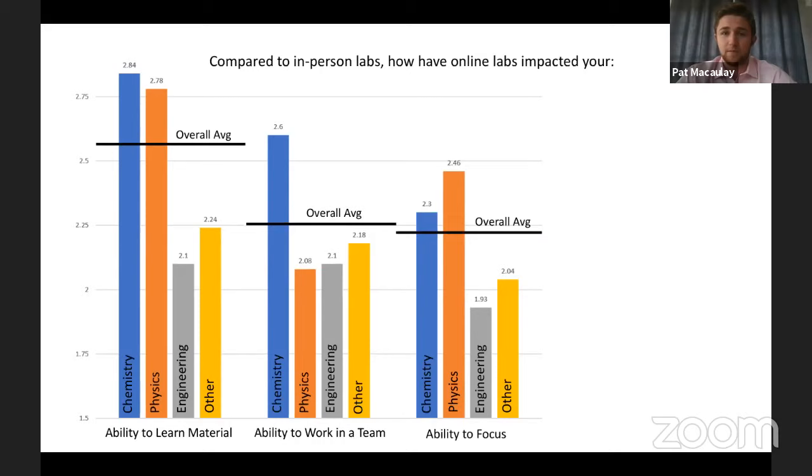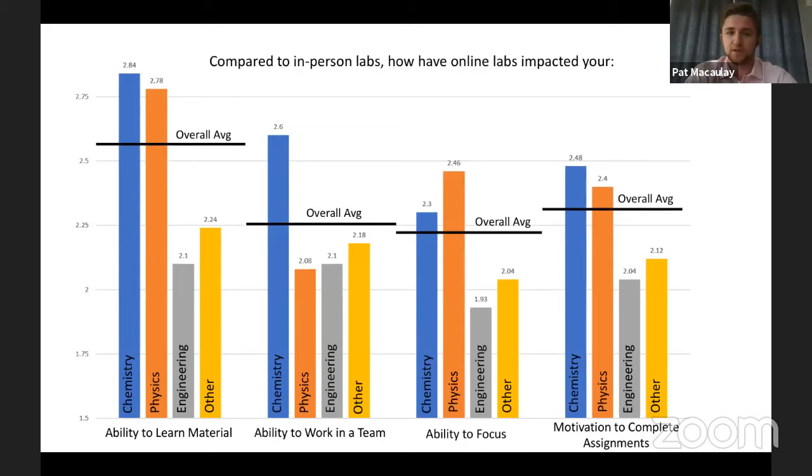And then for motivation, again, chemistry and physics above the survey average, but still below a neutral score. So as you can see, chemistry and physics had average scores far above the survey average, but still a negative response. And we think that's because the chemistry and physics classes that we looked into were introductory courses. So they had an easier time transitioning than the engineering classes and the other classes that we looked at, which are higher level.